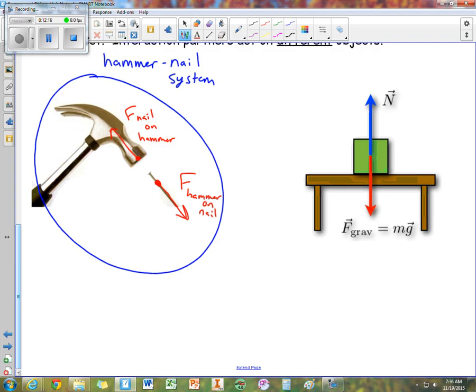And I try to draw these vectors at the same length to represent the same strength. So notice that these two forces are in opposite directions, but they're equal strengths. So this would constitute Newton's third law. These are interaction pairs.